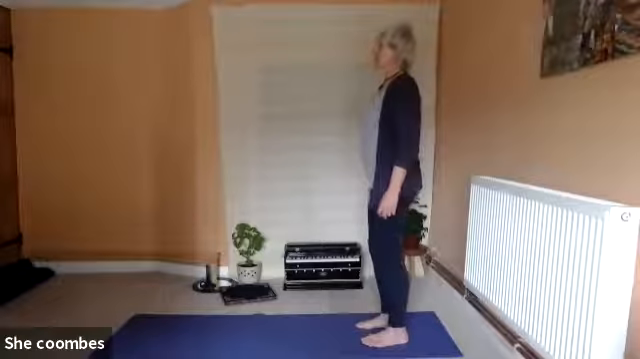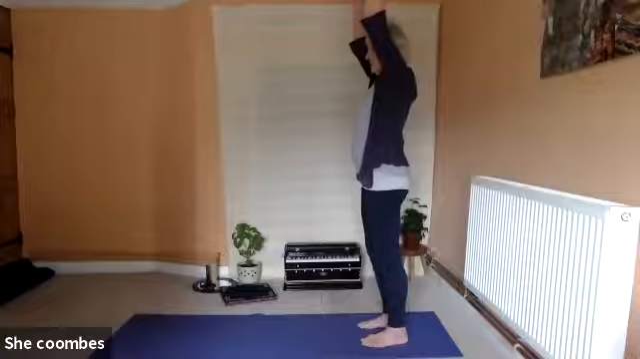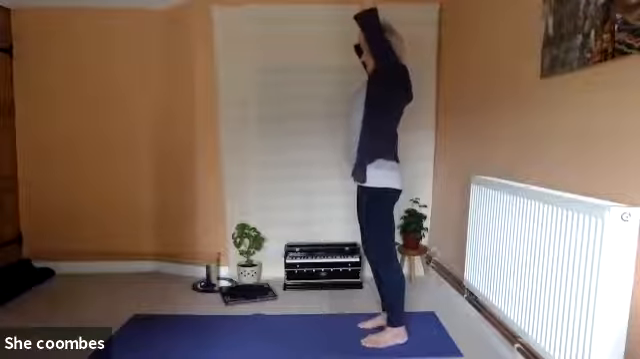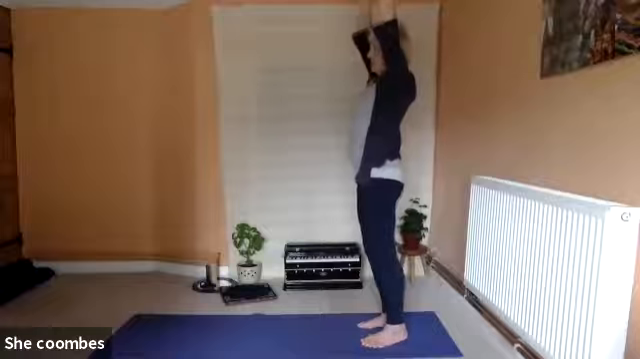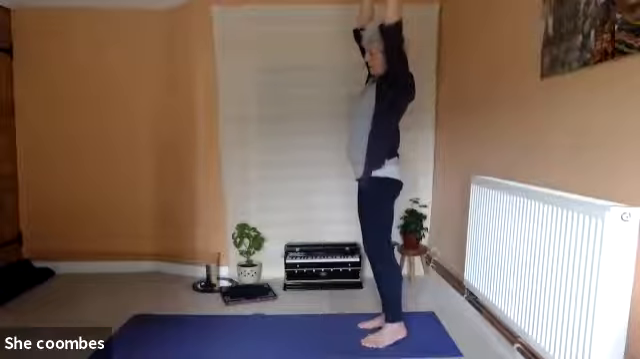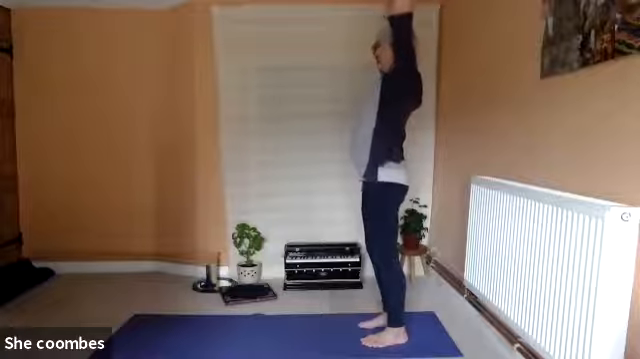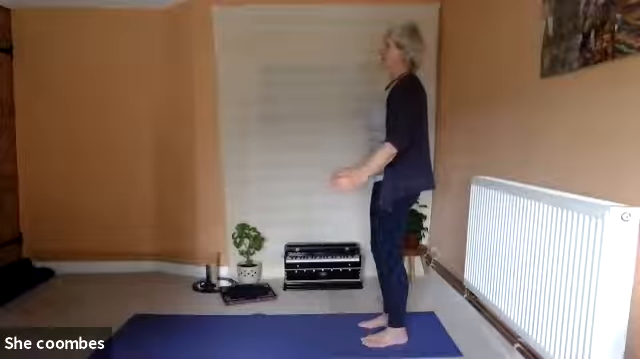Okay, so next time you are upright with the arms above your head, just leave them there for a moment and have a little play around with reaching up through one arm, reaching up through the other arm. Just to really lengthen the spine. And then let your hands flow down.